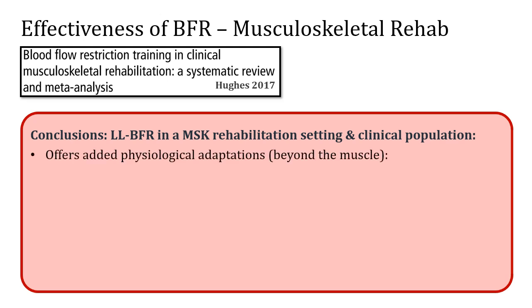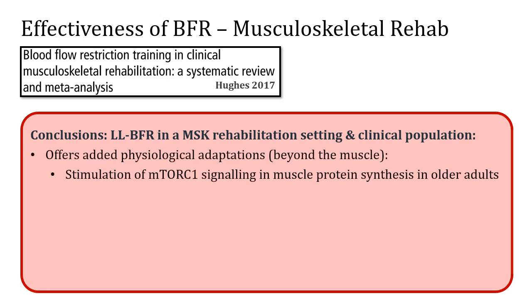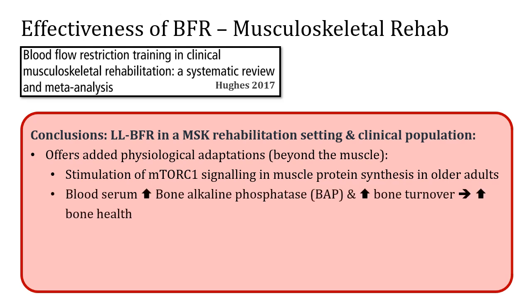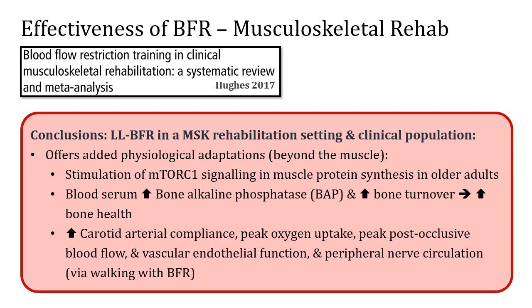Additionally, BFR offers added physiological adaptations beyond just the muscle: the stimulation of mTOR complex 1 signaling and muscle protein synthesis in older adults. Blood serum levels increase bone alkaline phosphatase as well as bone turnover, which leads to increased bone health. There's increased carotid arterial compliance, peak oxygen uptake, peak post-occlusive blood flow, and vascular endothelial function, as well as peripheral nerve circulation. And those adaptations in that final bullet point come from those that applied BFR with walking and aerobic exercise.